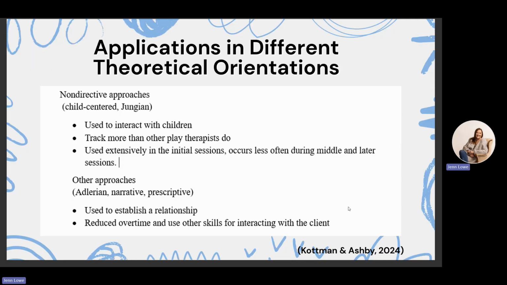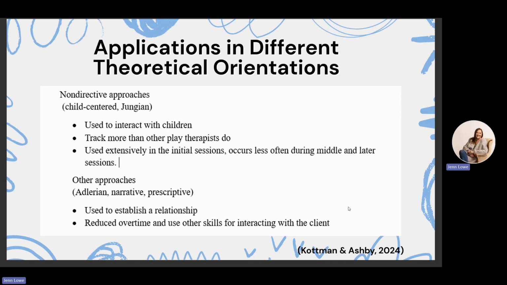Applications in different theoretical orientations. Non-directive approaches, child-centered, Jungian, use this to interact with children. They track more than other play therapists do. They use it extensively in the initial sessions, and it occurs less often during middle and later sessions.